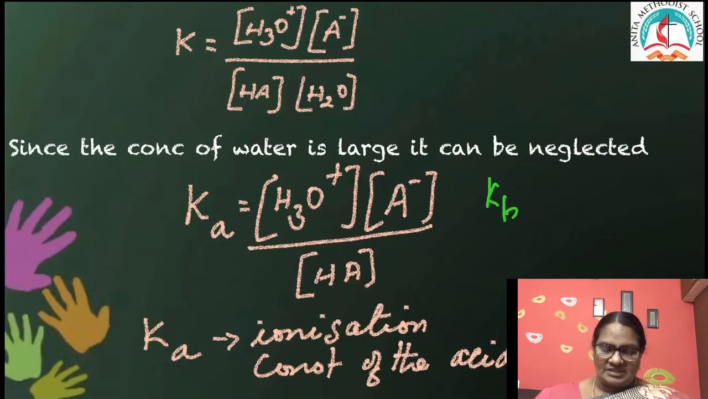If it is a base, then I write Kb. Kb will be equal to what? OH minus ion. So sometimes 2 marks or 3 marks problems will be there, children. We are going to learn about this in detail in the consecutive lesson.